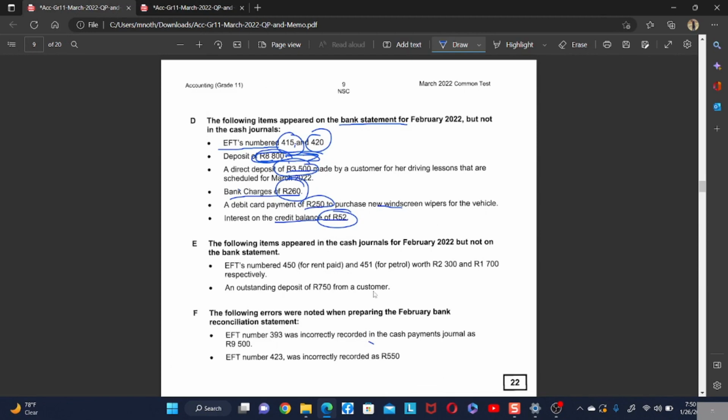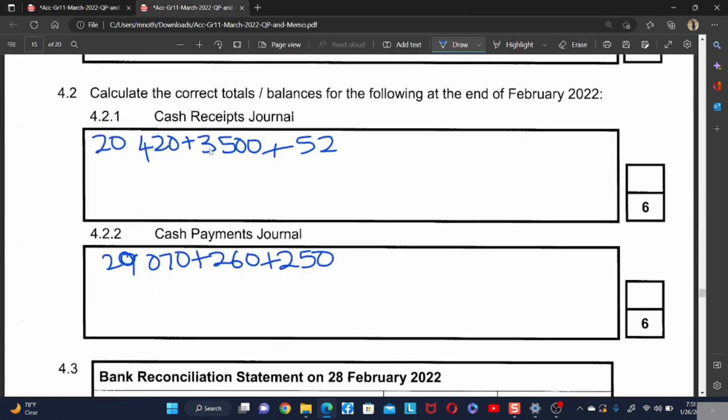Okay. The following items appeared on the questionnaires for February 22, but not in the bank statement. If the items are appearing in the questionnaires but not in the bank statement, they must be recorded in the bank reconciliation statement. So we have an EFT numbered 450 and numbered 451. It's not appearing in the bank statement, so we need to go and record it in the bank reconciliation statement.